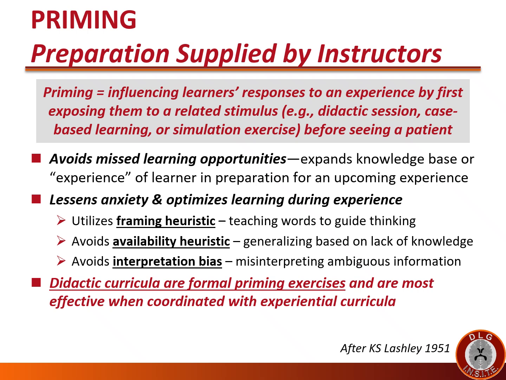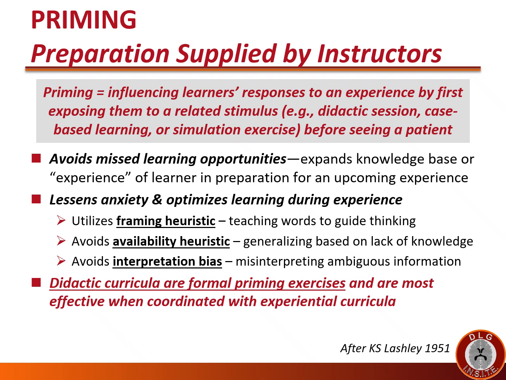It utilizes certain mental shortcuts, such as the framing heuristic, teaching words to guide thinking. Using key words to prime the learner enables them to find what they're looking for. It avoids the availability heuristic. The availability heuristic is when you generalize based on lack of knowledge. If you don't know about a condition at all, how can you take a history on that condition or do an exam looking for that condition?